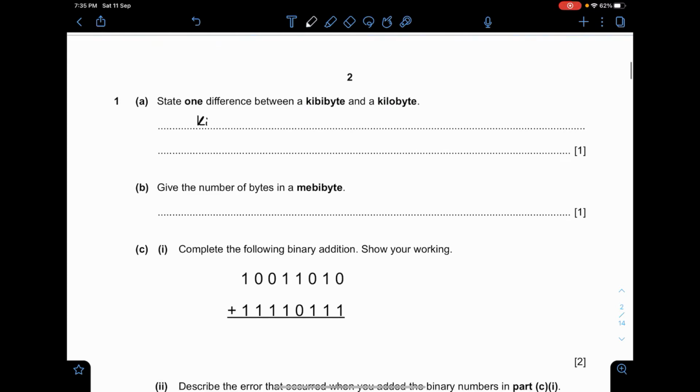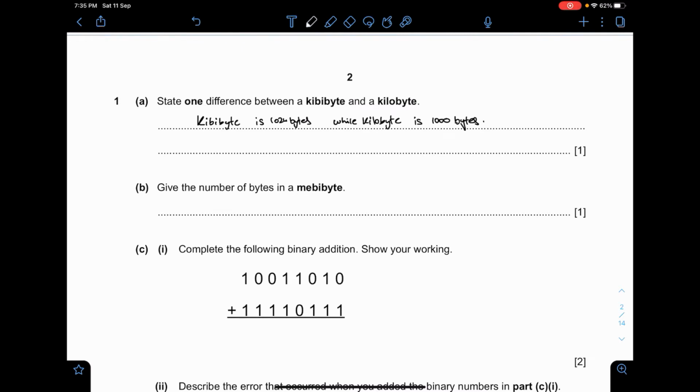So the best answer to this is a kibibyte is 1024 bytes, while a kilobyte is 1000 bytes. So here's the difference between the two. You can also represent this in terms of power: a kibibyte has a binary prefix, whereas a kilobyte has a denary prefix, meaning a kibibyte is in powers of 2, whereas a kilobyte is in powers of 10. So that's the difference between the two.